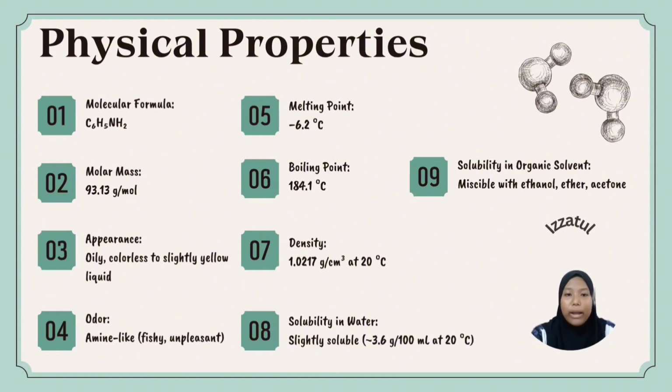The next property is the density, which is 1.0217 gram per cm cubed at 20 degrees Celsius. Next, for the solubility in water, it is slightly soluble. And the last one is solubility in organic solvents, which is miscible with ethanol, ether, and acetone.